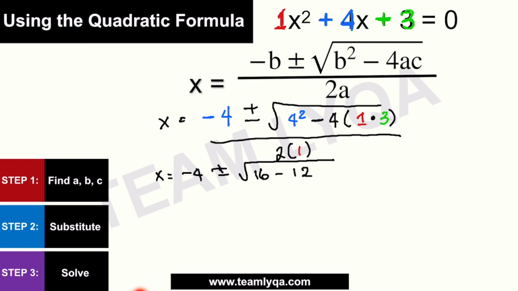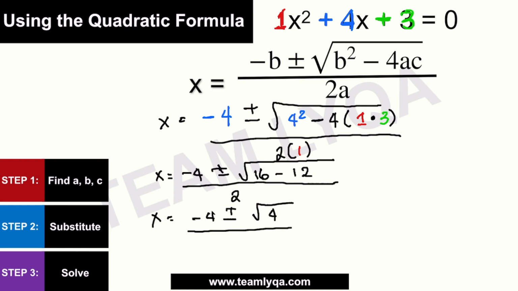Saan ang galing ito? Dito po lang yan galing ha. So, again, negative 4 times 1 times 3, which is 3. Negative 4 times 3 is negative 12. O, minus 12 lang siya dyan. All over, so i-divide natin siya lahat, sa 2 times 1, which is just 2. Okay? Next, bababa lang natin, x is equal to negative 4 plus or minus ng square root of 16 minus 12. Ang 16 minus 12 is 4.